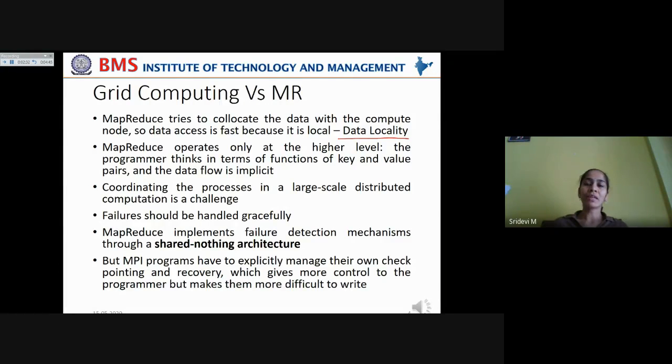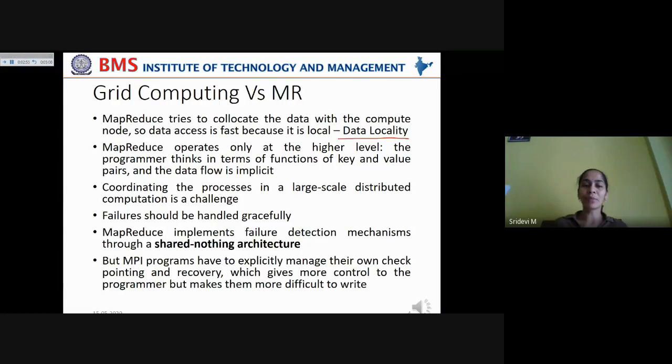But that is not the case with MapReduce. It implements some failure detection mechanisms, which are implemented through shared nothing architecture. But message passing interface programs have to explicitly manage their own checkpointing and recovery, which gives more control to the programmer but makes them more difficult to write.